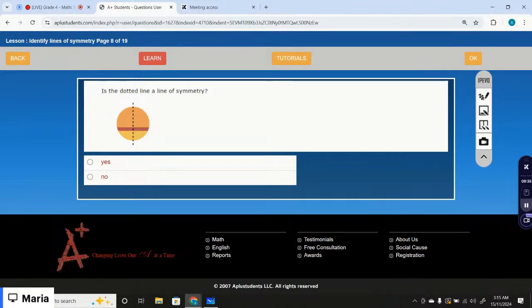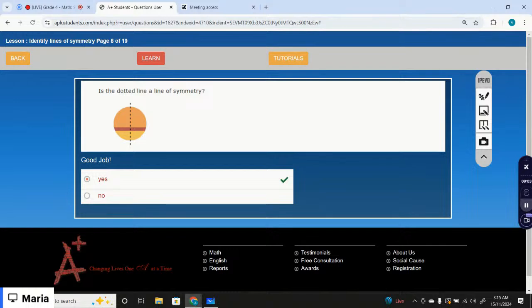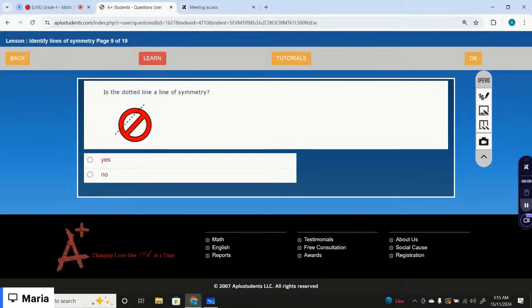Is the dotted line a line of symmetry? The correct option is no. Option number two, yes, it is, that is a line of symmetry. Is the dotted line a line of symmetry? No.